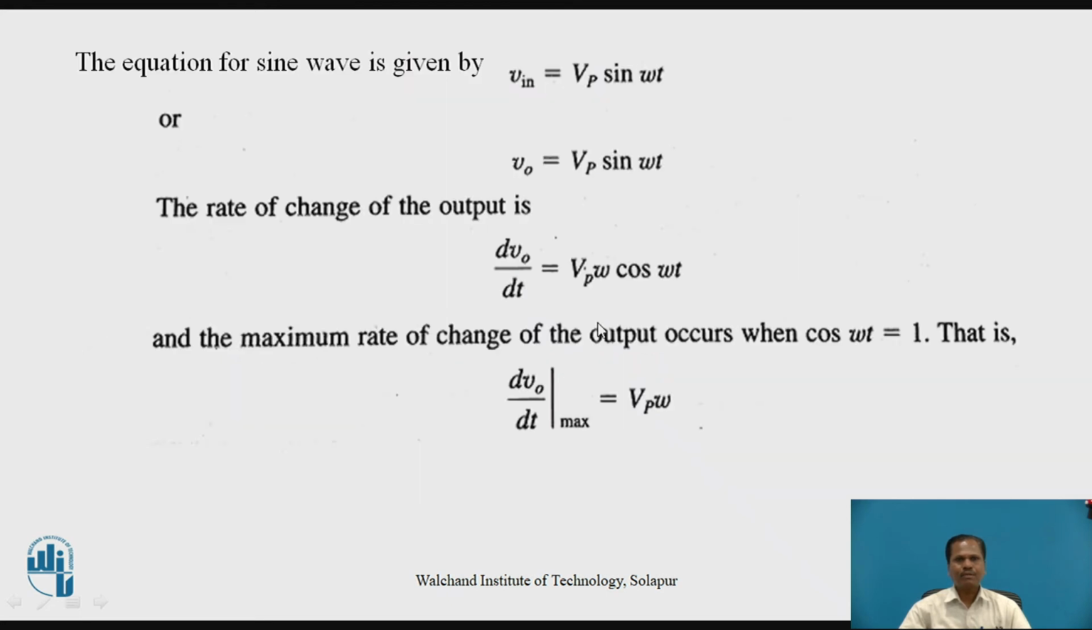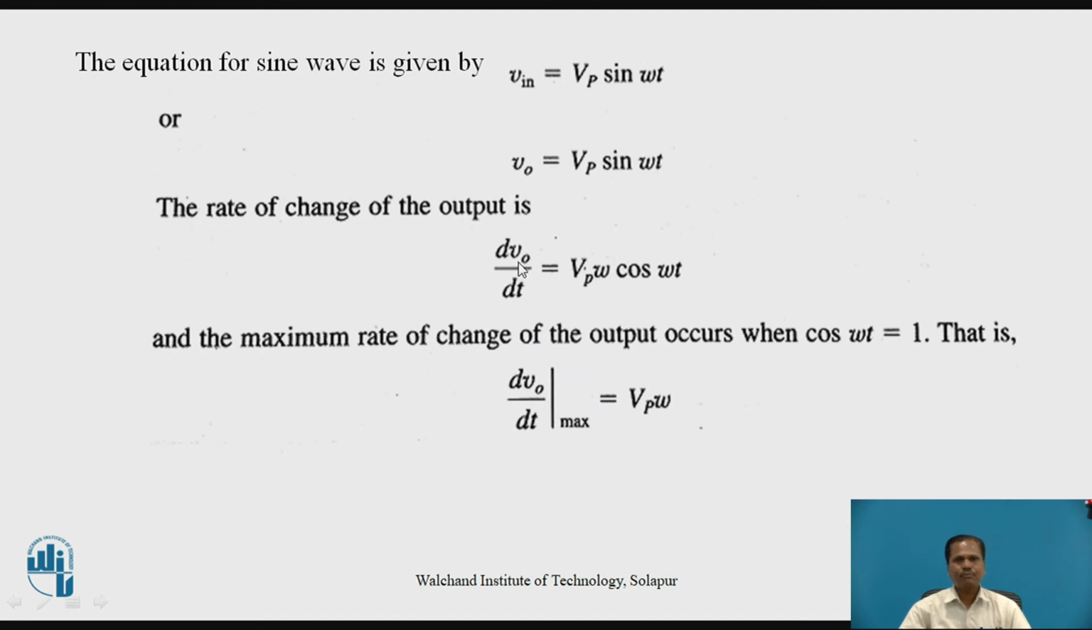The equation for a sine wave voltage signal is given by Vin equal to Vp sine omega t, where Vp stands for the peak value of the input voltage signal. And the same input voltage signal will appear at the output of a voltage follower circuit. So output voltage Vo can be expressed mathematically as Vp sine omega t. Now the rate of change of output voltage. Let us obtain the rate of change of output voltage with respect to time.